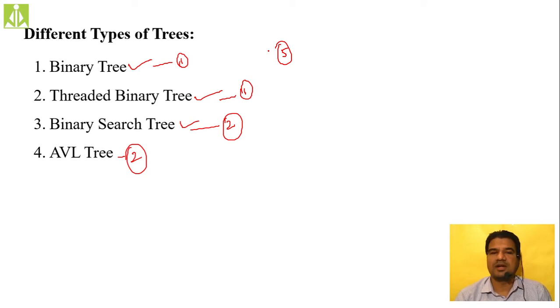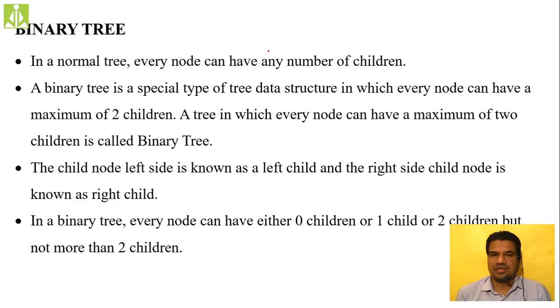These are the different types of trees. The first one is binary tree, threaded binary tree, binary search tree, and AVL tree. So we'll see what a binary tree is. A tree concept we are quite familiar with. A tree is a non-linear data structure where we have n vertices and n minus 1 edges. That is the only logic behind a tree definition.